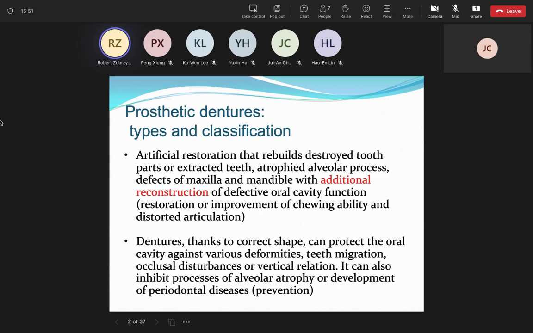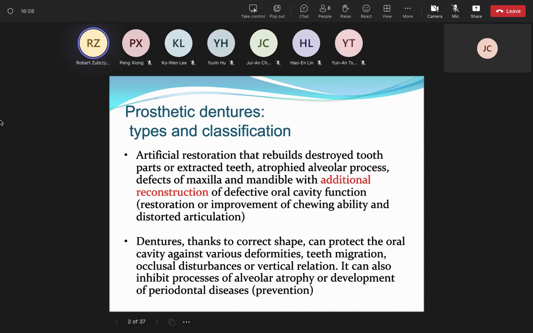Dentures, thanks to the correct shape, can protect the oral cavity against various deformities, teeth migration, occlusal disturbances, or vertical relation. It can also inhibit the process of alveolar atrophy or development of periodontal disease. So it could also work as a prevention.